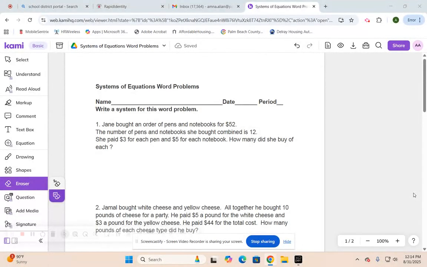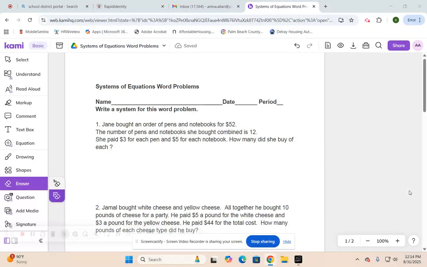Hi everyone. In this practice, we're going to go over systems of equations word problems. And for most of these word problems, we're going to set up two equations, or you can say two functions. And I describe them this way. One function or one equation will represent the amount, and the other equation or function will represent the cost.